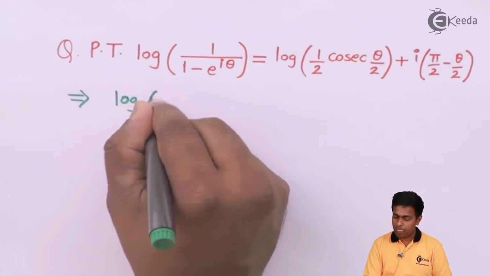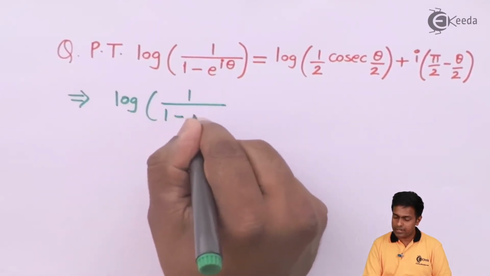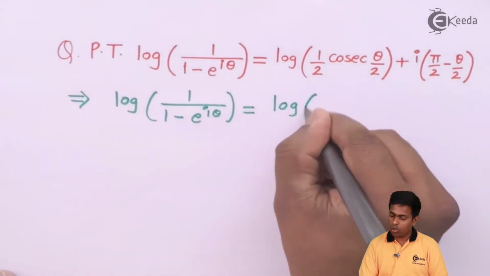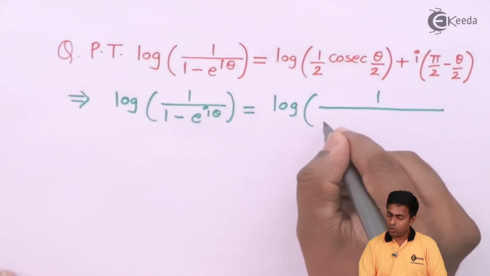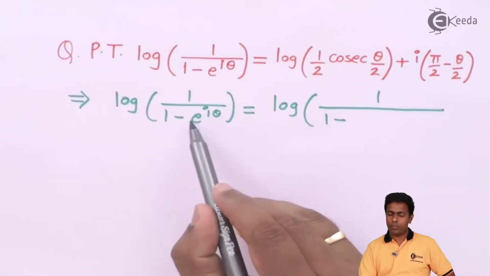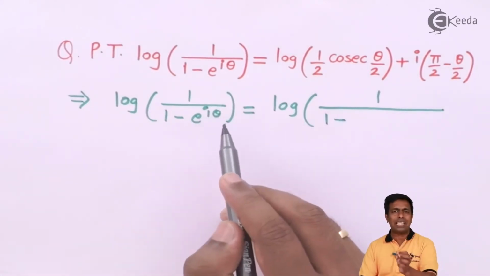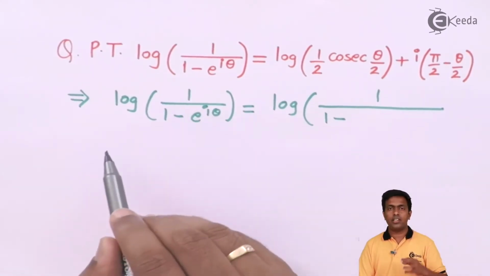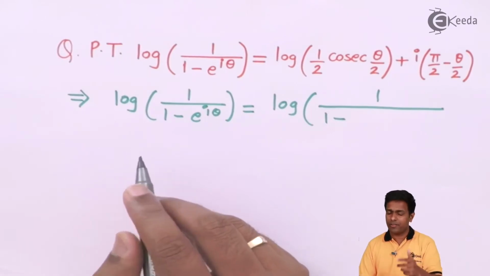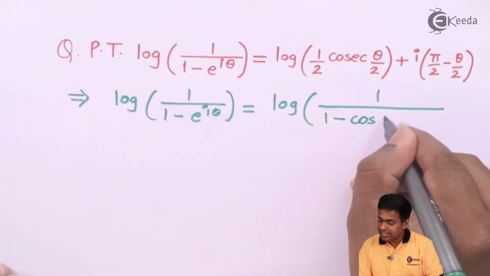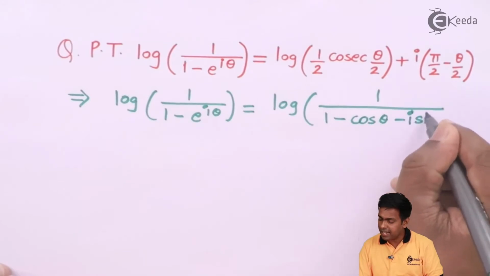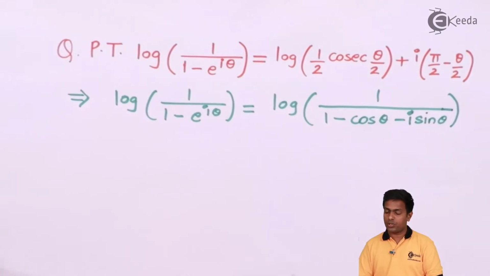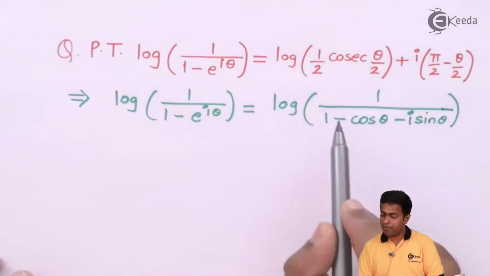So log of 1 upon 1 minus e to the power I theta is log of 1 upon 1 minus, now guys we know that e to the power I theta is cos theta plus I sin theta. So here we have a negative sign outside, so that cos theta plus I sin theta will become minus cos theta minus I sin theta. Now we'll simplify this first.